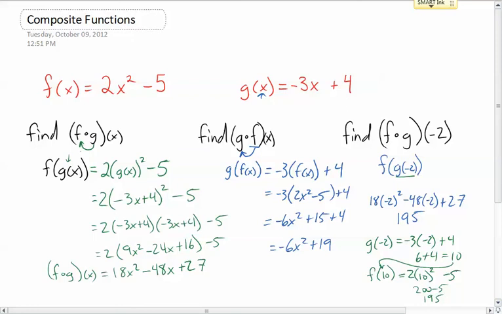All right, so there you go. That's your little rundown on composite functions. I hope that helps you with your homework tonight.